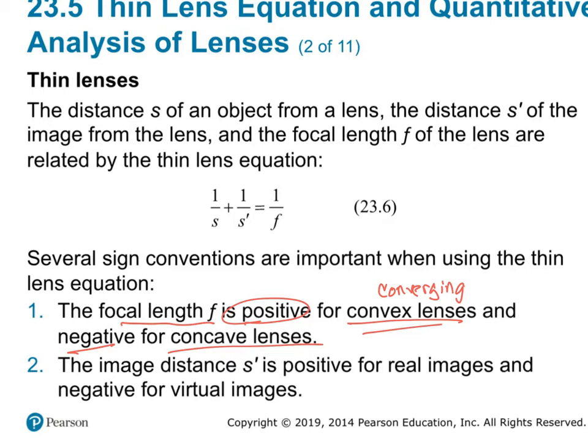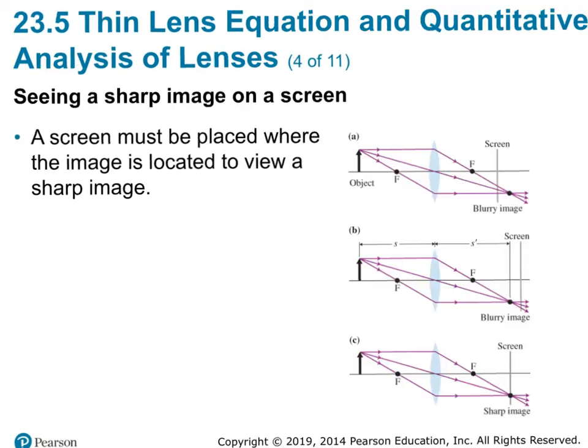And the only one that's really important for lenses is that the image distance S prime is going to be positive for real images. So if I have a virtual image, it's going to be a negative sign for S prime, the image distance. And that'll be important when we actually start calculating these things.